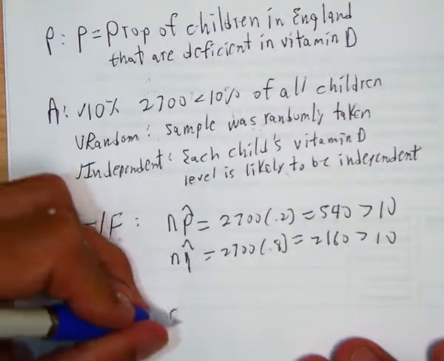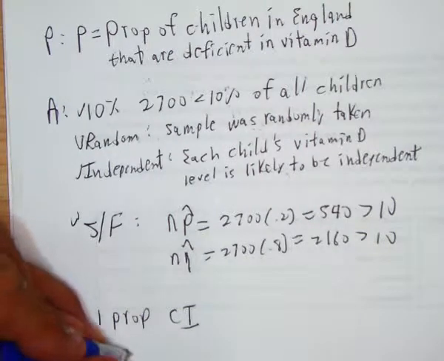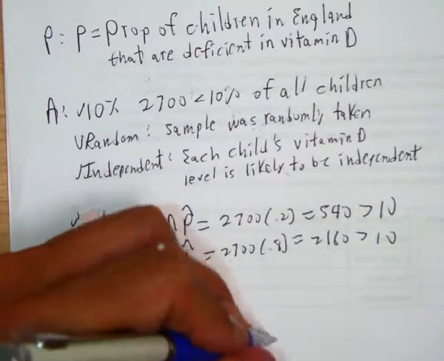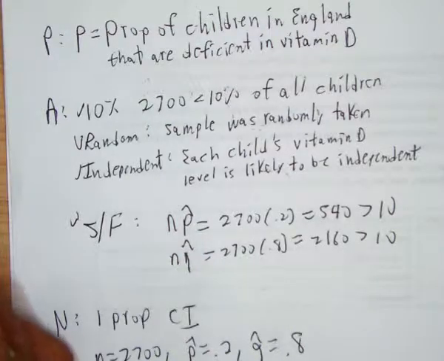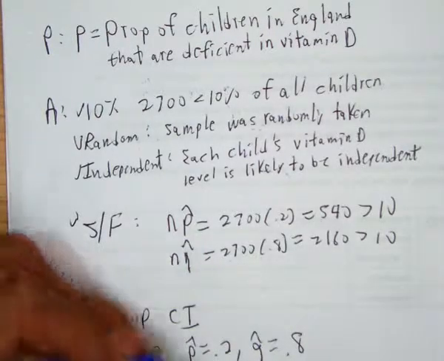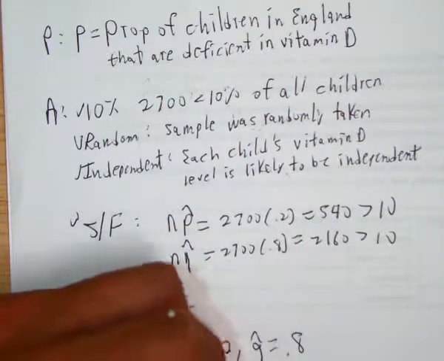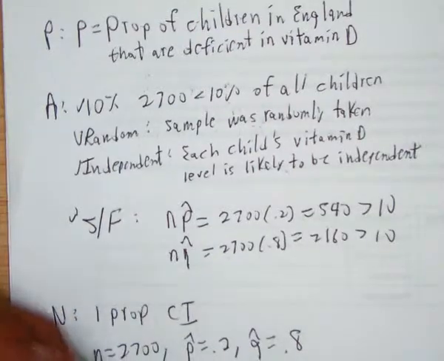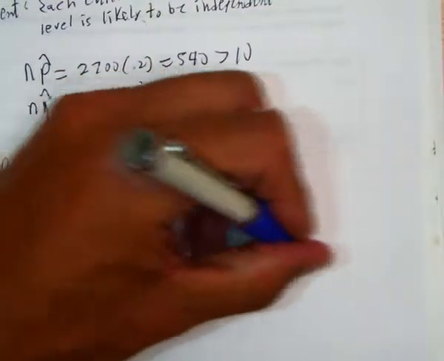One prop confidence interval. Okay. Where n is 2,700, p hat is 0.2, q hat is 0.8. The confidence interval equals p hat plus or minus z times the square root of p hat q hat over n. So that's 0.2 plus or minus. Now let's talk about the z, okay? We're doing 98% confidence interval.